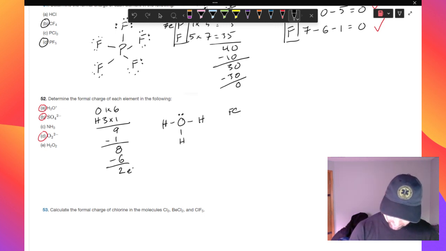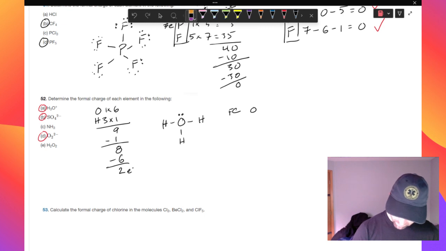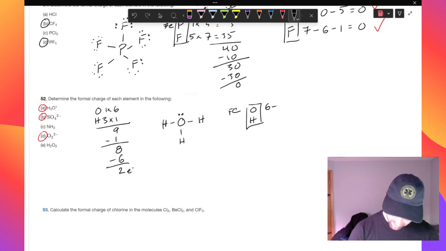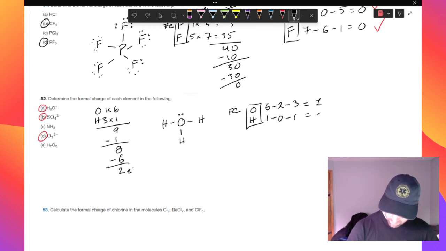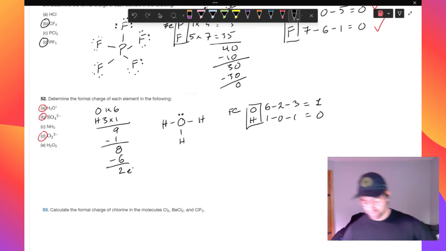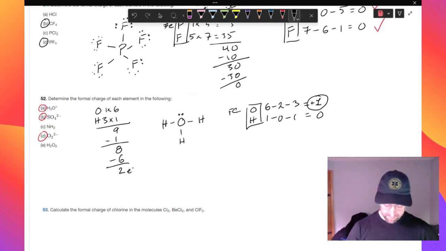So let's calculate our formal charge for oxygen and hydrogen. Oxygen, we start with 6. We have 2 lone electrons and 3 bonds. Gives us a formal charge of 1. Each hydrogen has a formal charge of 0. Our positive charge is accounted for. All of the electrons are accounted for. Those are our formal charges.